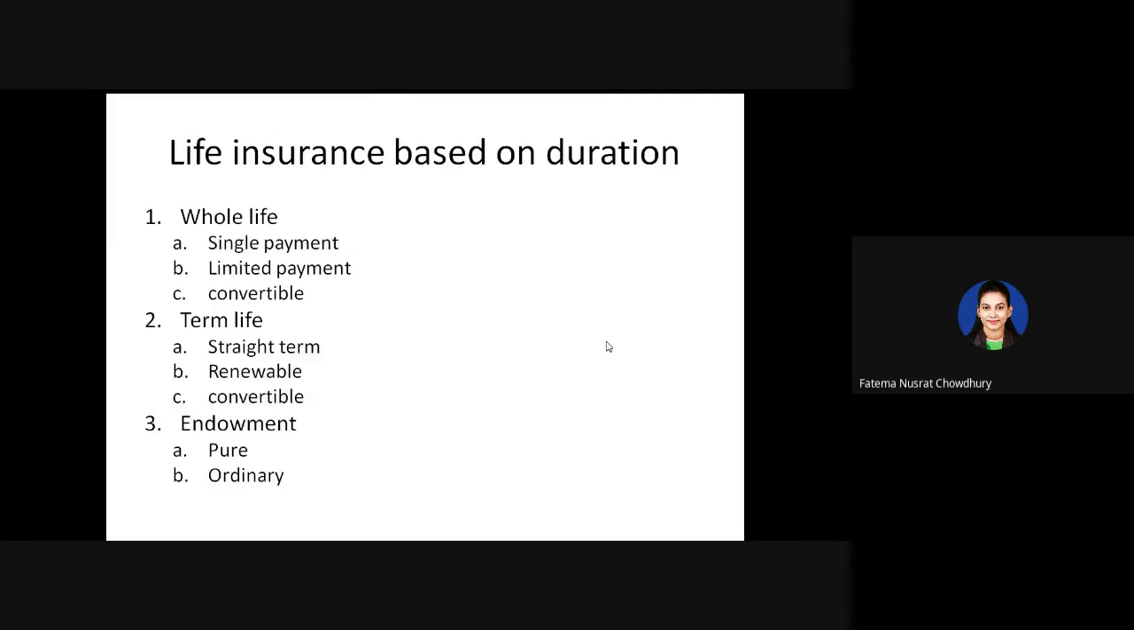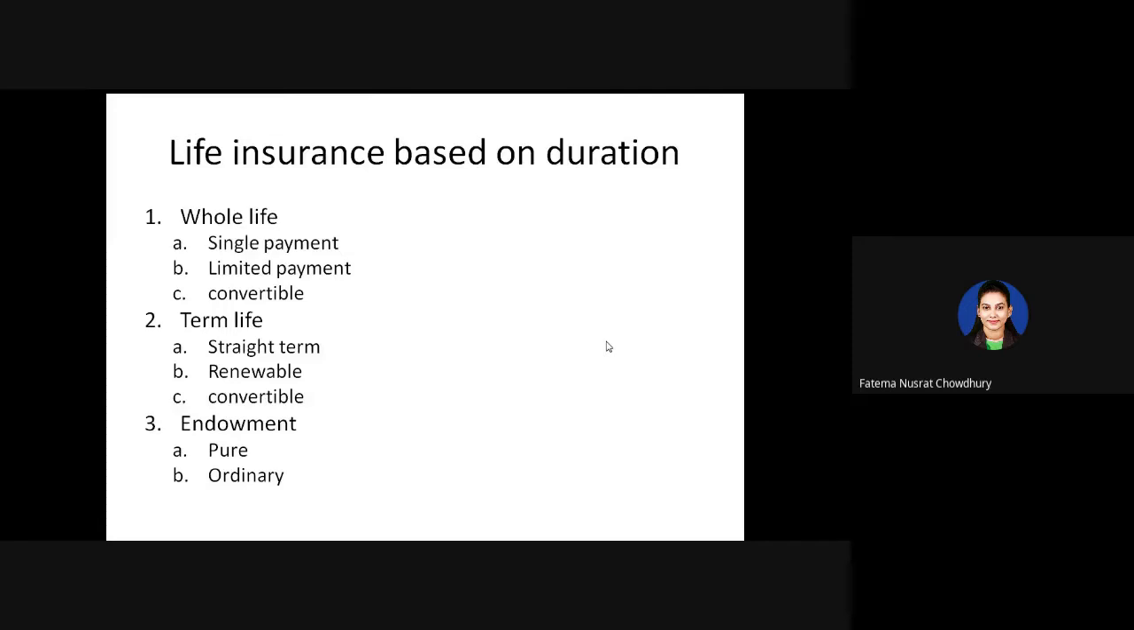And if it has a convertibility option, like they can switch to whole life insurance or endowment, that will be known as convertible term life insurance. And endowment, basically pure endowment, means after a certain time period the insurance company will pay back the claim payment.